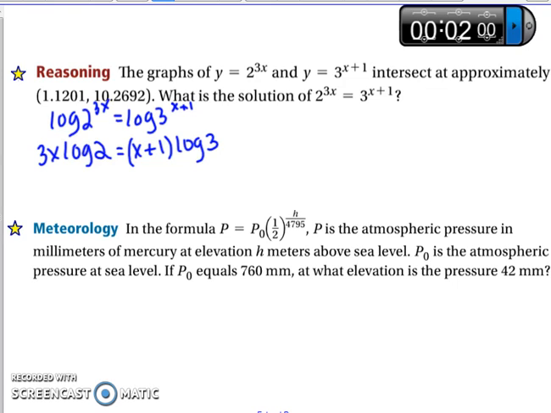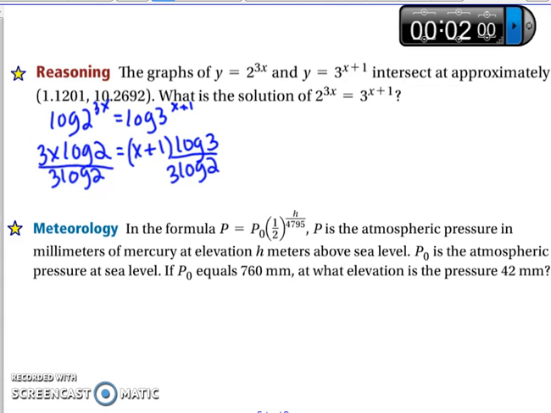Okay, so what we're trying to do now is get the x by itself. Now there's x's on both sides, but we want to get at least one of the x's kind of alone right now. So we're going to use decimals for these, so we're going to use the calculator. If I'm going to get the x alone, I'm going to divide this side by 3 log 2. What I'm also going to do is divide this side by 3 log 2. And if you notice, I'm only dividing the log 3 by the 3 log 2, not the x plus 1.